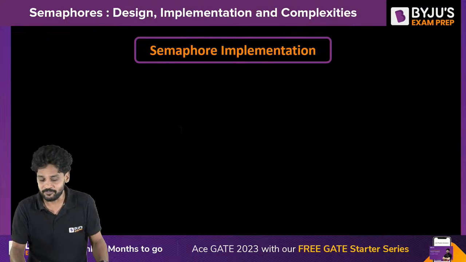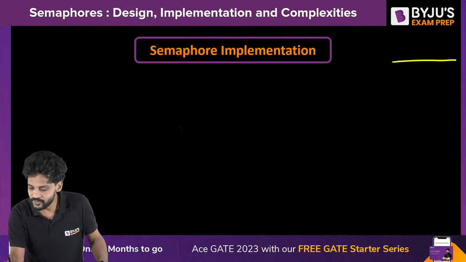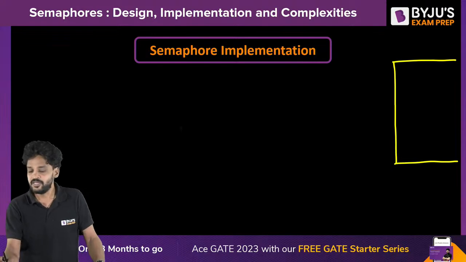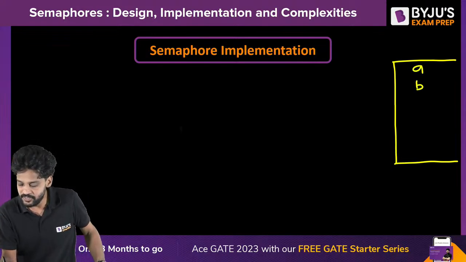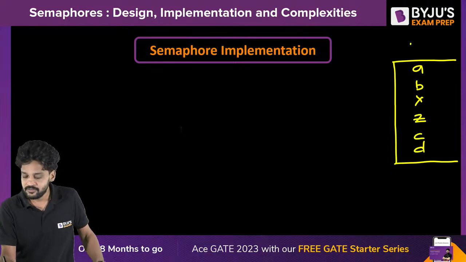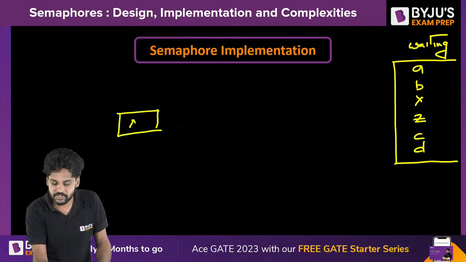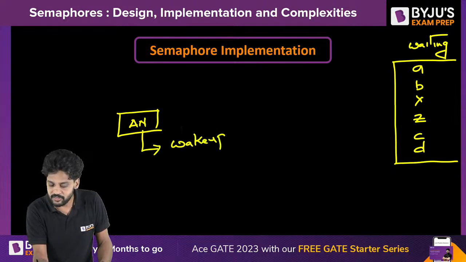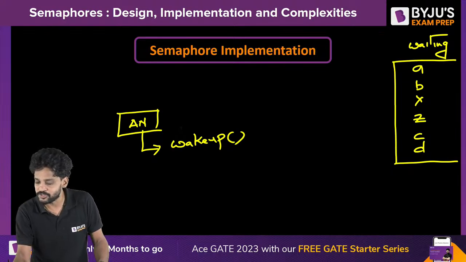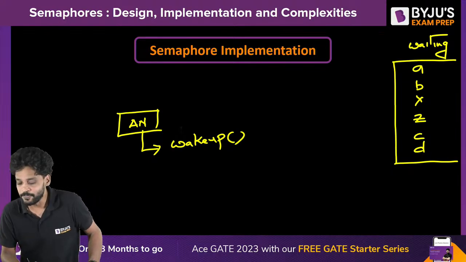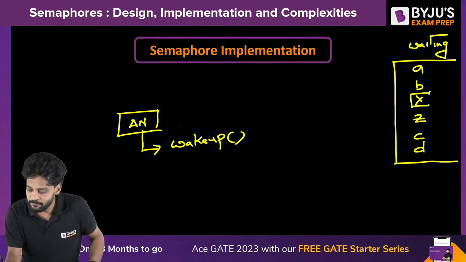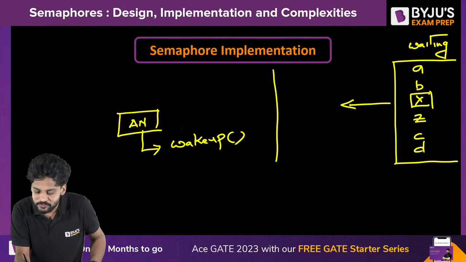Let us understand a few things here. This is a waiting queue. There are several processes, A, B, X, Z, C, D, in the waiting state. Now one process AN is in the system. The moment AN leaves the system, he is going to execute a wake up system call. This wake up system call is going to wake up exactly one process. Waking up means one process will be randomly picked and sent back to the ready queue.